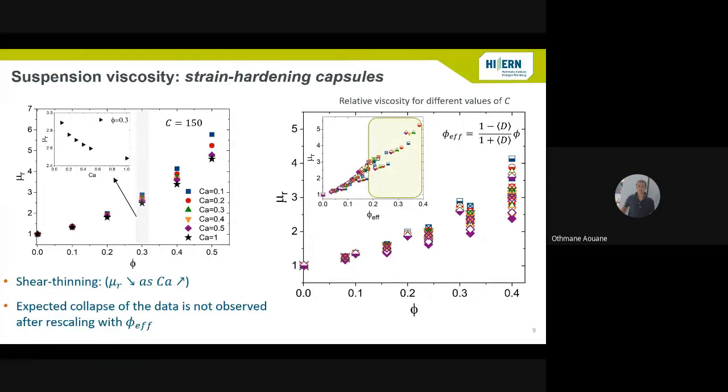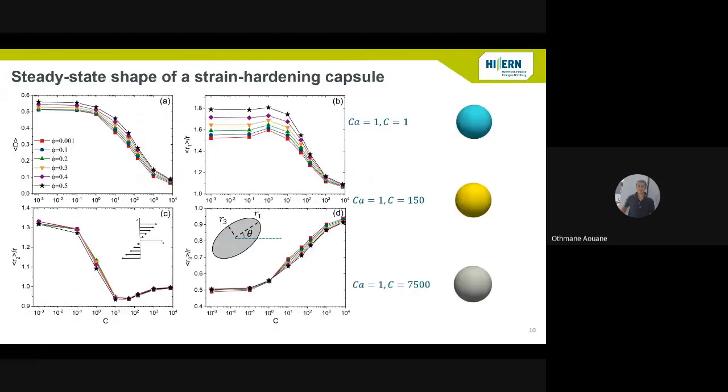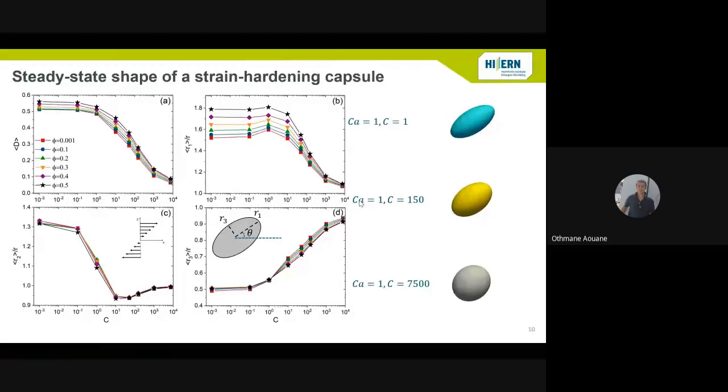So we went back to the single particle case and tried to compare what would happen from a geometrical point of view, and compare this to the strain softening capsules from the simulation of Luca Brandt to understand if we have to add something else to the model. So we measured the deformation or elongation of the capsules, which is shown in figure A. And then we also decided to measure the different radii of the capsule.